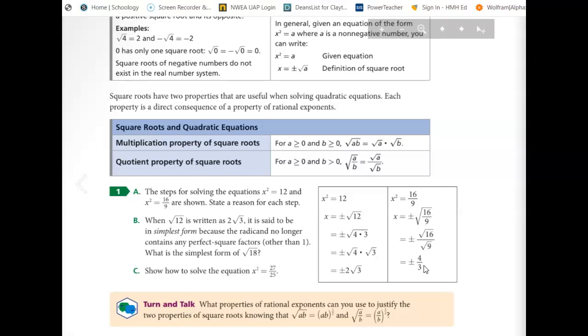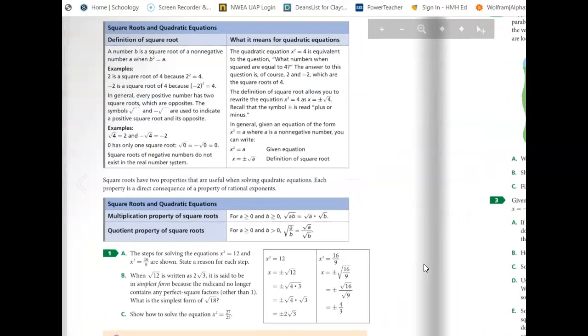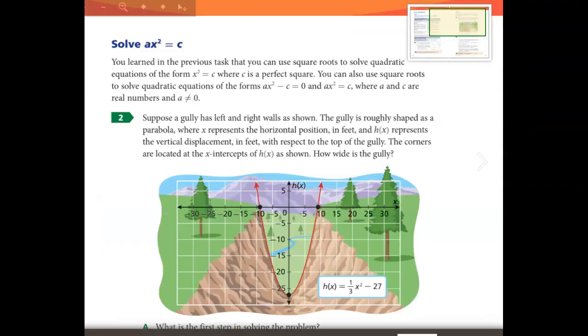Now I just want to show you one other thing. Okay, now you can also use this method of taking square roots on both sides when a is greater than 1 and you still have a constant, okay? So what they're telling you is you can still use the same technique, all right? And this is how you do that.